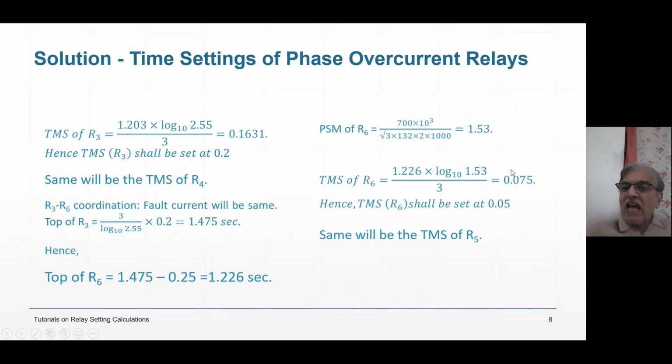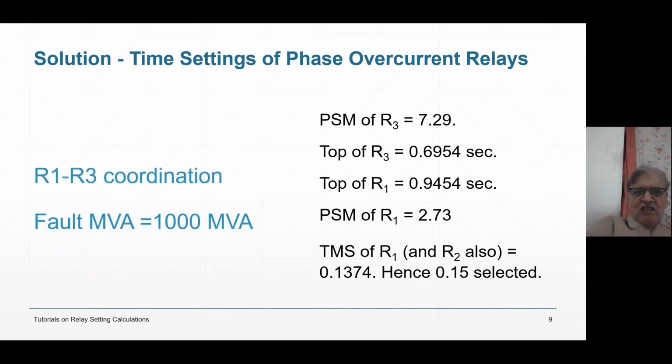The TMS should be less than this, my dear friend, not more than this. Try to understand. And therefore, I go for 0.05. R6 is 0.05. Same is R5 because my system is exactly identical. Right. So, going further, R1, R3 coordination.